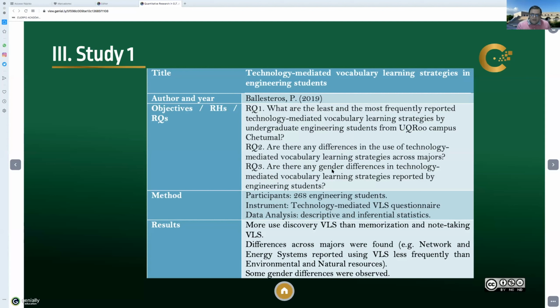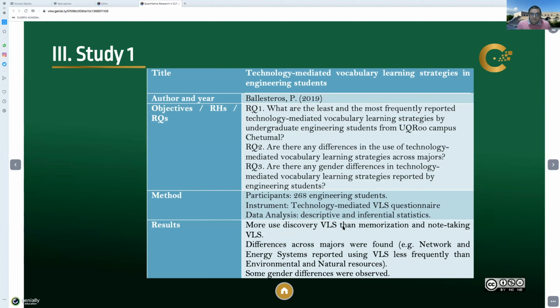Also, typically, gender differences are normally emphasized in these studies. Once again, a large number of students participated, 268, and Ballesteros used descriptive and inferential statistics. And these are the general results. She found that discovery vocabulary strategies were reported more often than memorization and note-taking strategies.